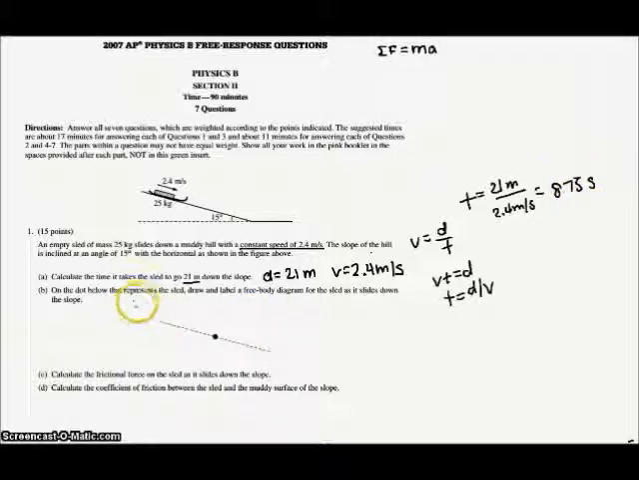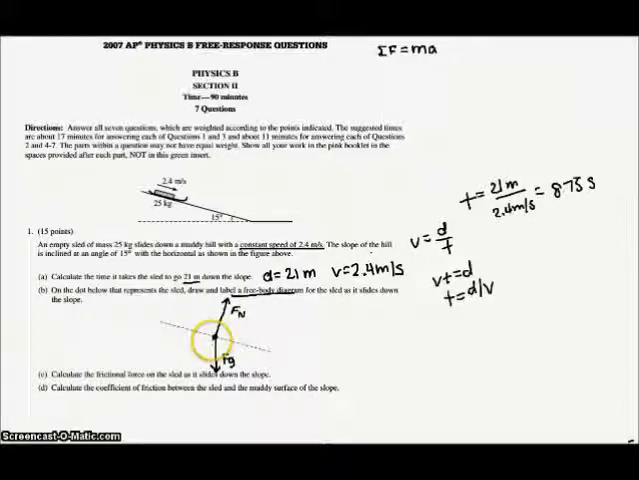Alright, so for the next part, we need to draw and label a free body diagram for the sled as it slides down. So, we know, since the sled is at an angle, the normal force is going to be pushing on the sled this way. So here's the force normal. And then gravity is always going down. So gravity is always going down this way, no matter where you are. So this is the force of gravity.